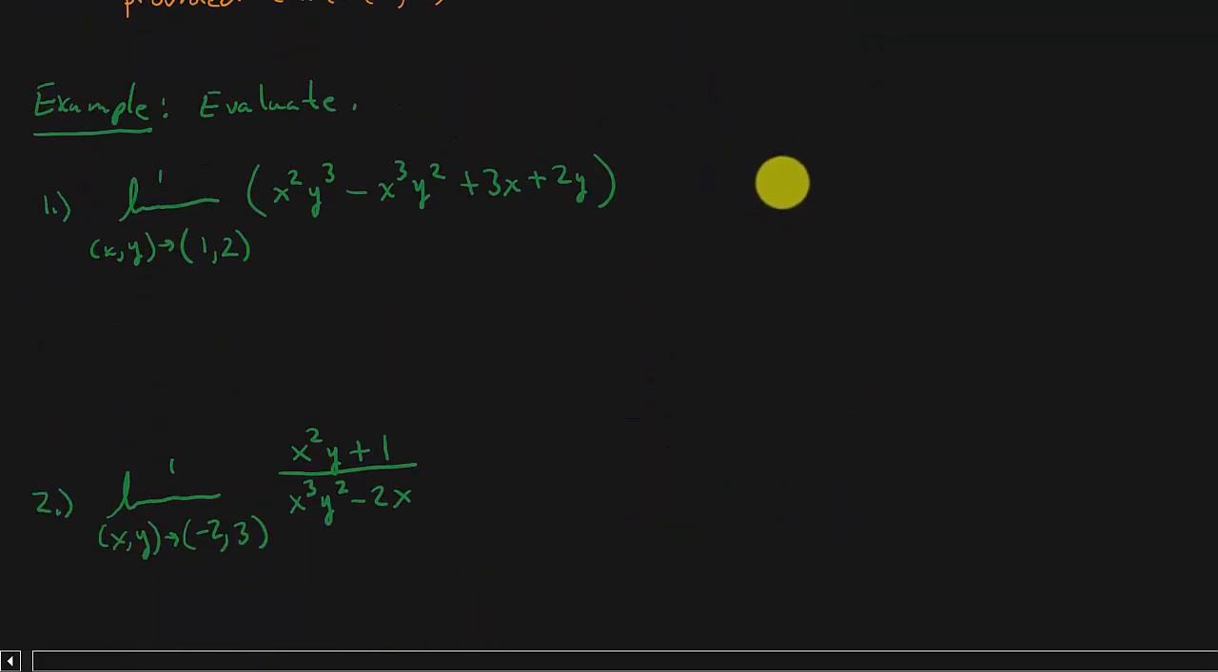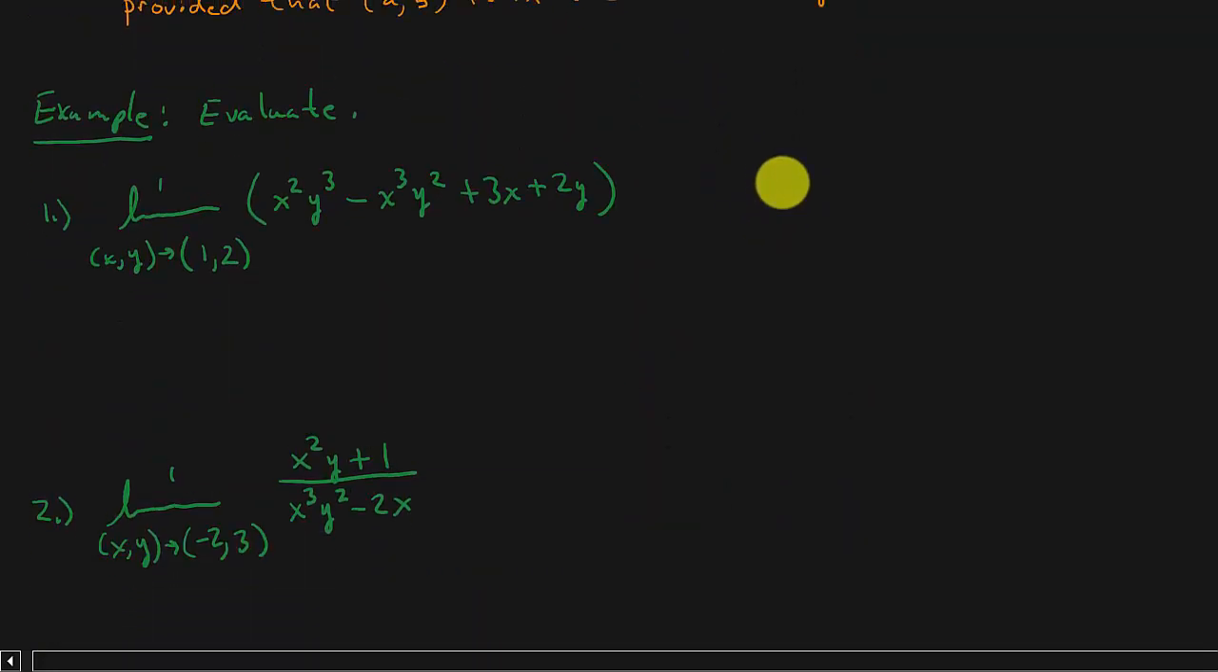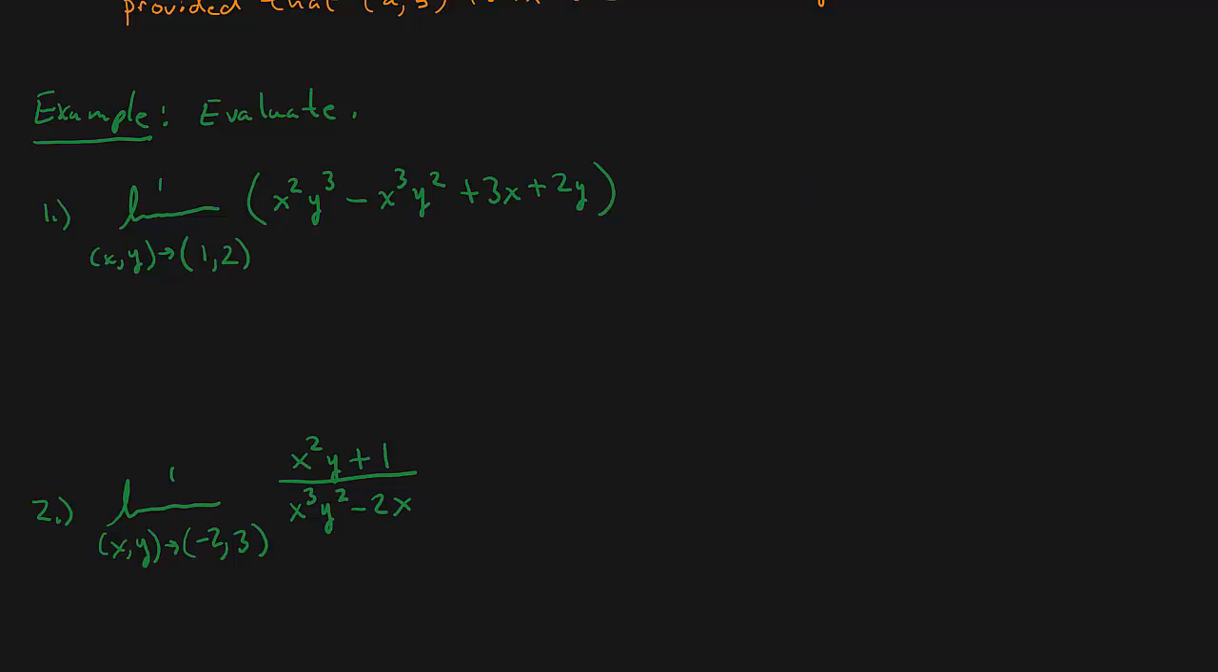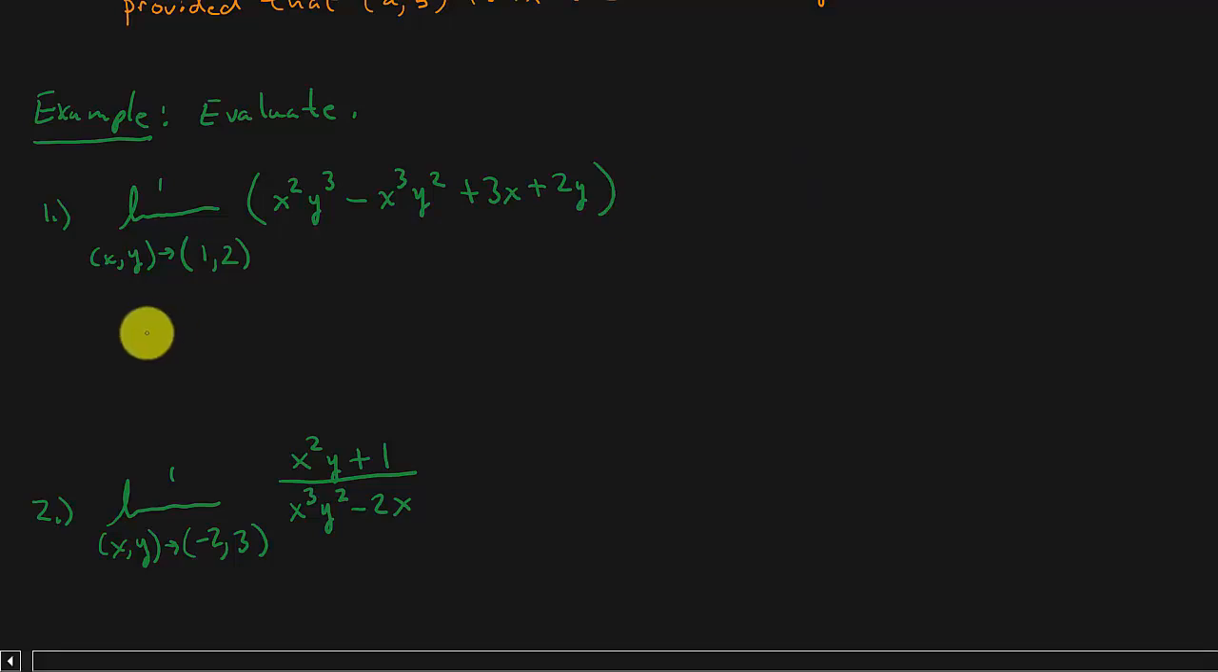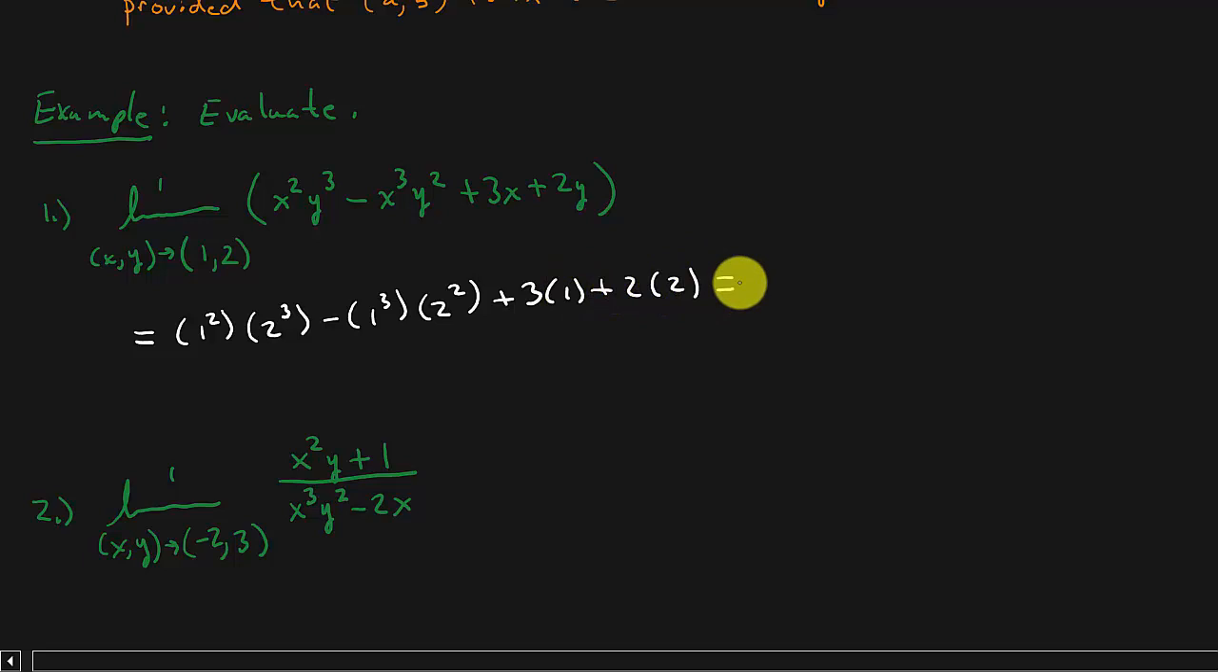All right, so let's just look at these two real quick. These problems here should be pretty easy. Well, this is a polynomial. We know it's continuous everywhere, so we just plug the 1 in for x and the 2 in for y. That gives us 1 squared times 2 cubed minus 1 cubed times 2 squared plus 3 times 1 plus 2 times 2. And you do your arithmetic and you get 11.